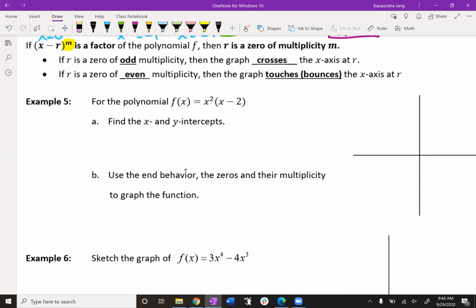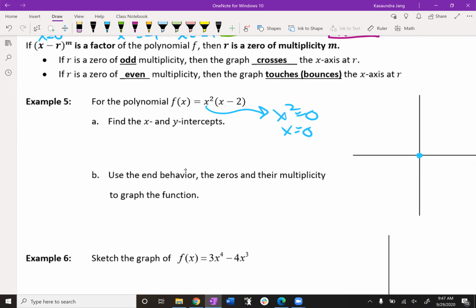So if it's an odd multiplicity, it crosses the x-axis at that r, at whatever I was subtracting. If I've got an even multiplicity, then it just touches or bounces off of the x-axis at that r value, which I'll show you what I'm talking about. If I set this equal to 0, I got 0. Well, it was x squared. That's even. So at x equals 0, I should bounce, either above or below the x-axis, but I'm bouncing off the x-axis. I'm not going to cross all the way through it.